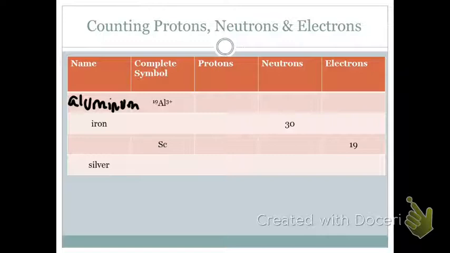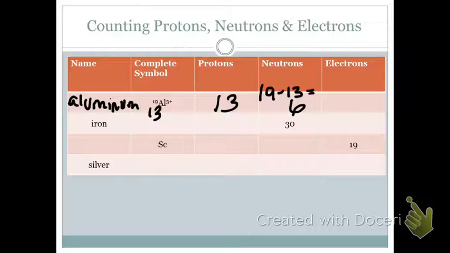Right now we know the mass number is 19. The number that goes in the lower left is missing, the atomic number, but we can find that by looking at the periodic table. The atomic number of aluminum is 13. 13 means there are 13 protons. The neutrons is going to be the mass number minus the atomic number. So 19 minus 13 means I only have 6 neutrons.